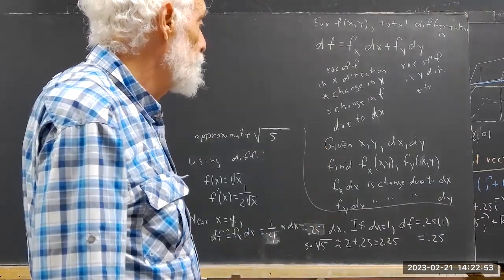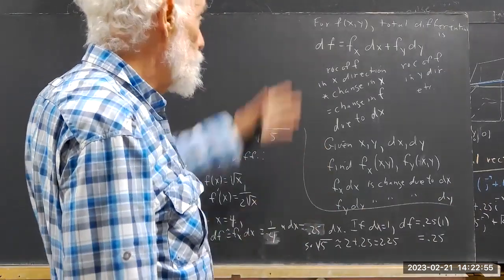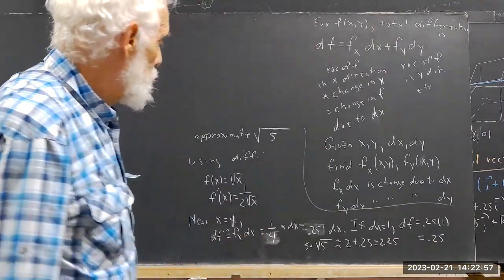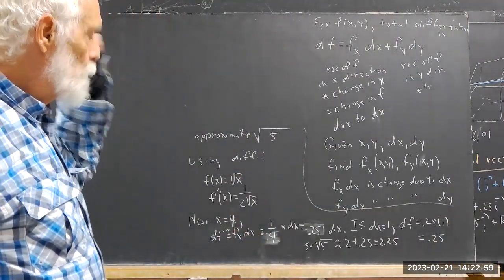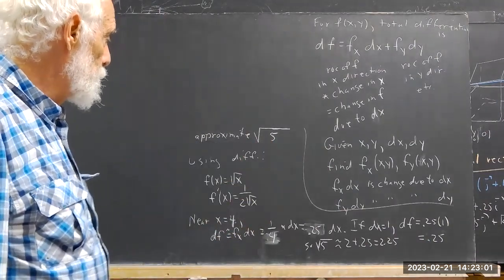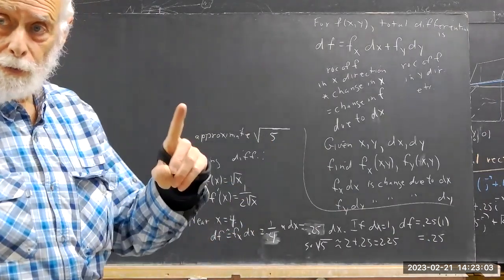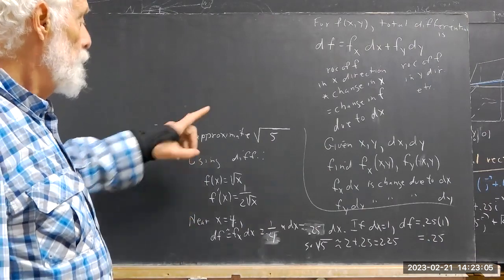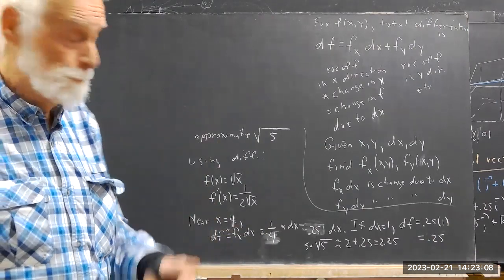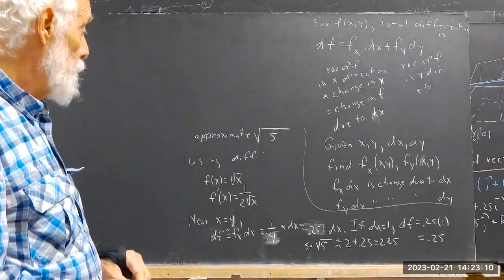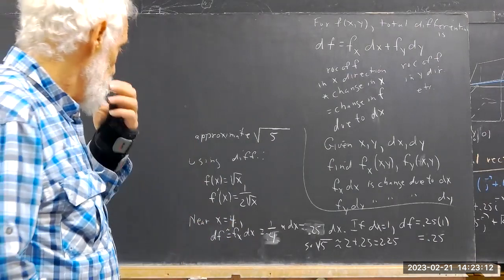So there it is, called the total differential. And then I did a quick approximation. We're going to approximate the square root of 5 using the differential. This is just one variable. You want to review this in one variable from Calculus 1. Make sure you understand it there and understand the geometry of it.